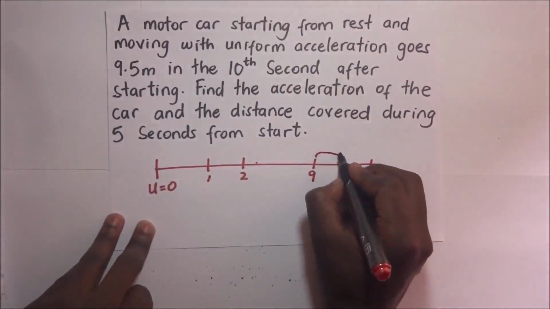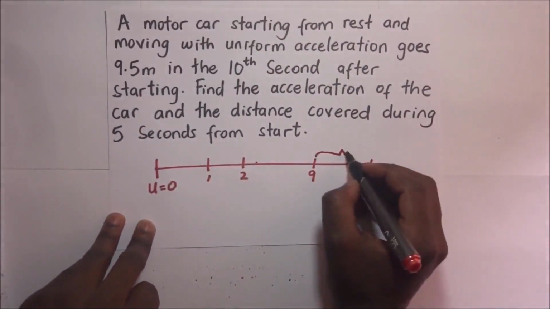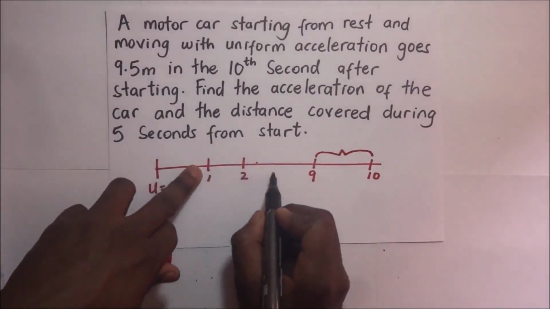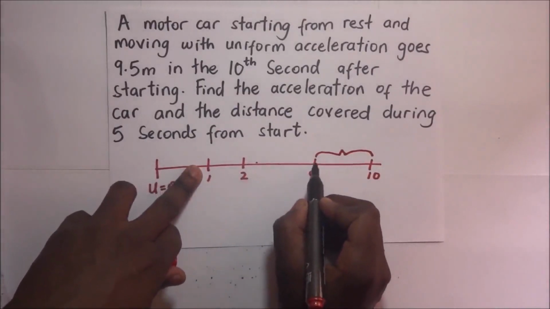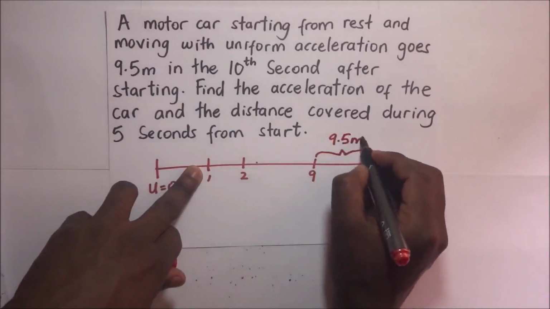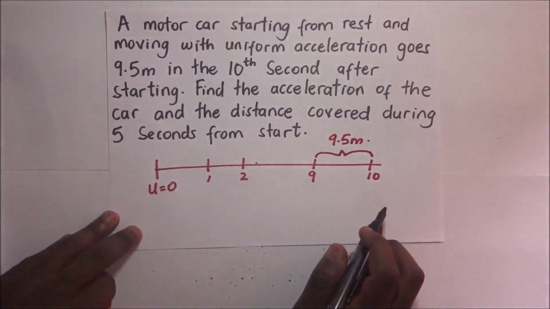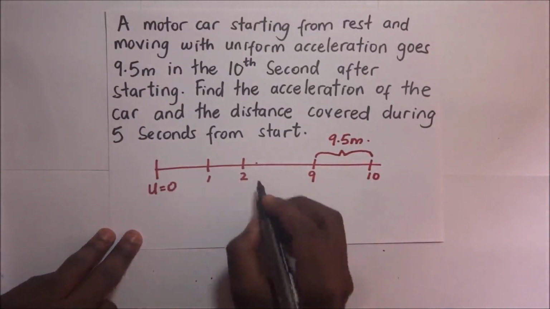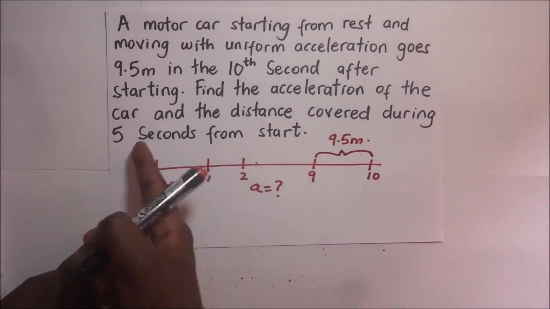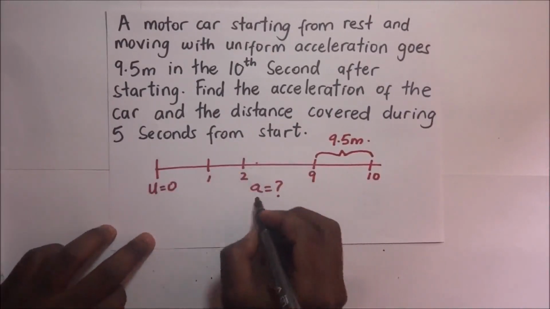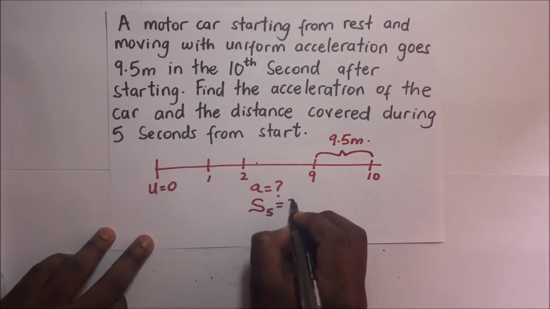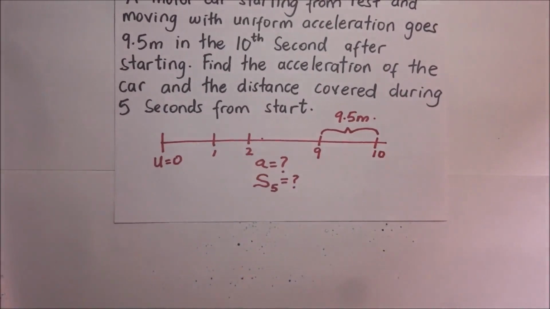So it means that between the 9th and the 10th, this is the 10th, because from here this is the first, the second, the third, the fourth, the fifth, the sixth, the seventh, the eighth, the ninth. Then the 10th second, it goes 9.5 meters in the 10th second after starting. Find the acceleration of the car. So they want you to find the acceleration of the car and the distance covered during 5 seconds from start. So after finding the acceleration, they want you to find the distance covered after 5 seconds, s subscript 5.